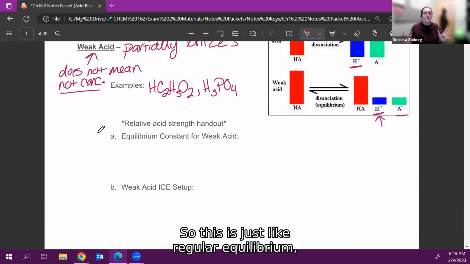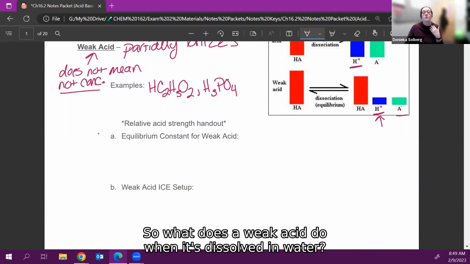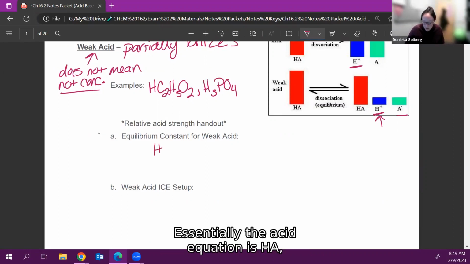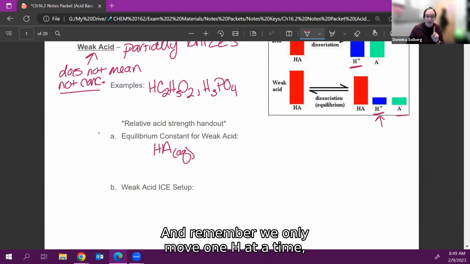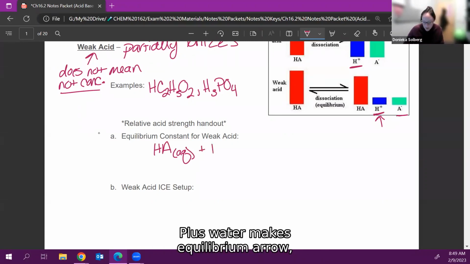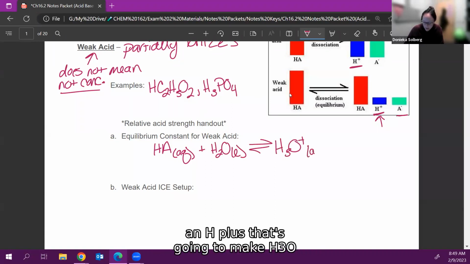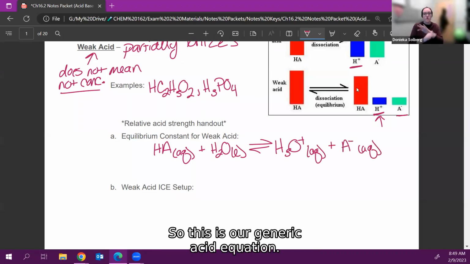Okay, so this is just like regular equilibrium, it's just with acids. So we're going to be writing the equilibrium constant for a weak acid. So what does a weak acid do when it's dissolved in water? That's what the equation that we're going to use for the equilibrium constant is. So essentially the acid equation is HA, so it could be whatever acid. Obviously it has an H on it, and remember we only move one H at a time, plus water makes an equilibrium arrow. It's going to act like an acid, so it's going to donate an H plus, so it's going to make H3O plus and A minus aqueous. Okay, so this is our generic acid equation.